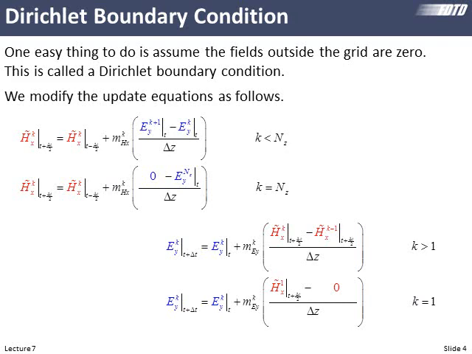If we're assuming that an electric field is zero, we have essentially placed a perfect electric conductor outside of the grid, and anything will reflect off of that. Likewise, if we assume a magnetic field is zero, we've essentially placed a perfect magnetic conductor at the edge, and everything will also reflect off of that.